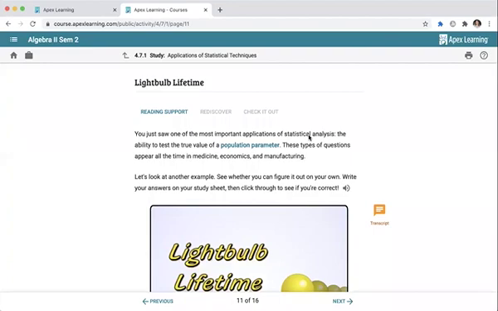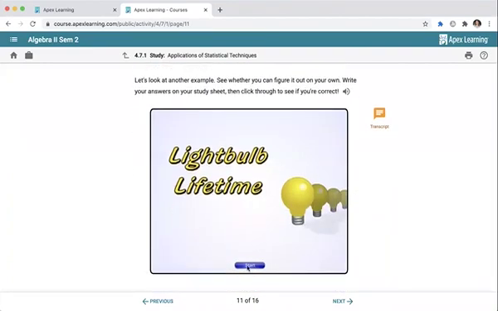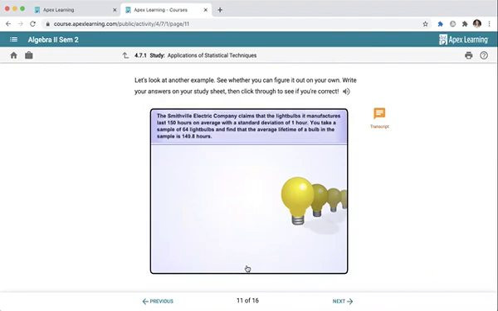If we look at another example, we can look at the light bulb lifetime. So how long does a light bulb work? It's manufactured to last 150 hours on average with a standard deviation of 1 hour, so plus or minus 1 hour. You take a sample of 64 light bulbs and find that the average lifetime of a bulb sample is 149.8. If the light bulbs in fact do last 150 hours on average, what would the expected mean of your sample of 64 bulbs be?